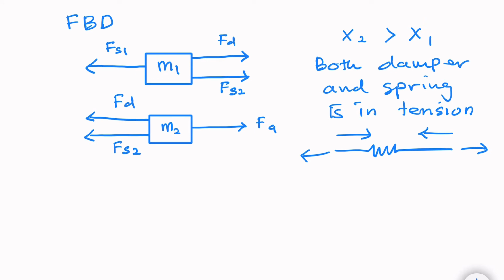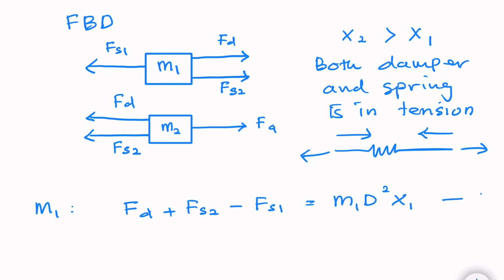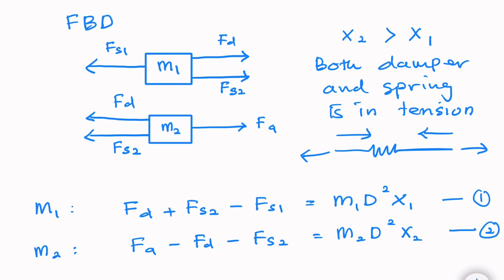Now let's rewrite the governing equations. For mass 1, the equation will be Fd plus Fs2 minus Fs1 equals M1 d squared x1. This is the first equation. Then for mass 2, the equation will be Fa minus Fd minus Fs2 equals M2 d squared x2. This is the second equation.